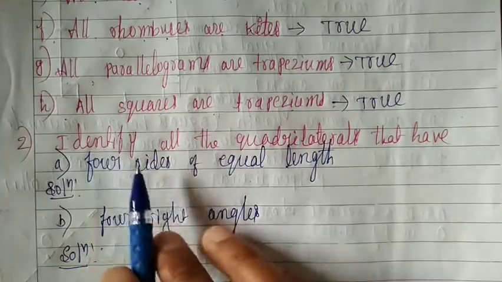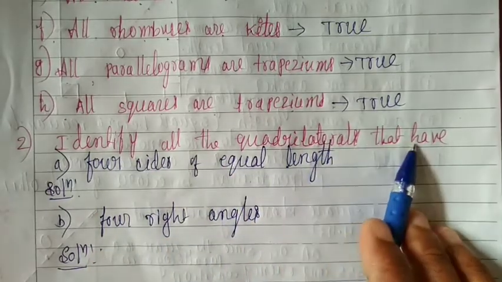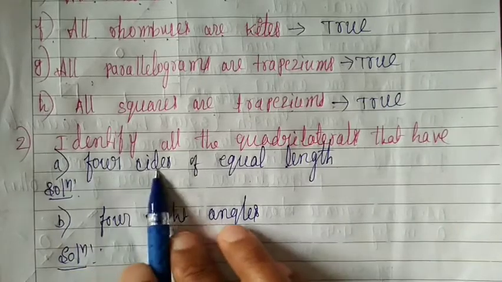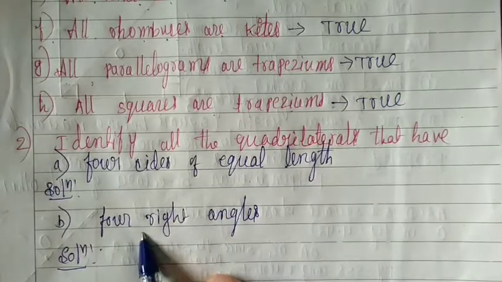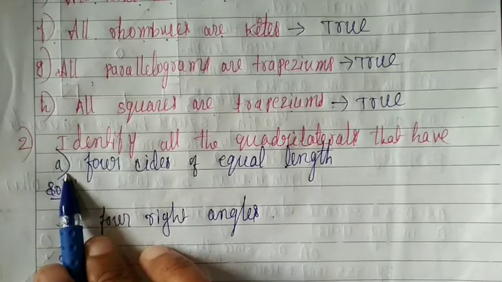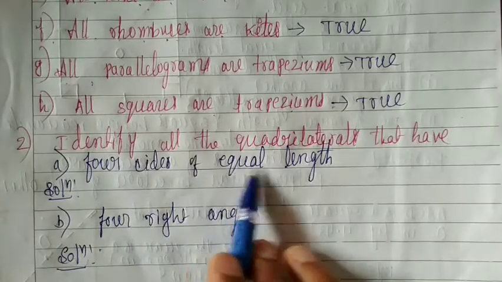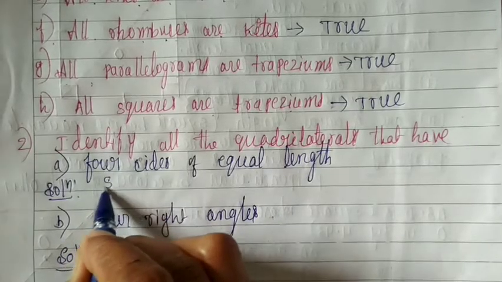Second main, identify all the quadrilaterals that have A. 4 sides of equal length, and second question B. 4 right angles. Students, first we will take A. 4 sides of equal length. Which one is 4 sides of equal length? Which quadrilateral? Yes, squares.